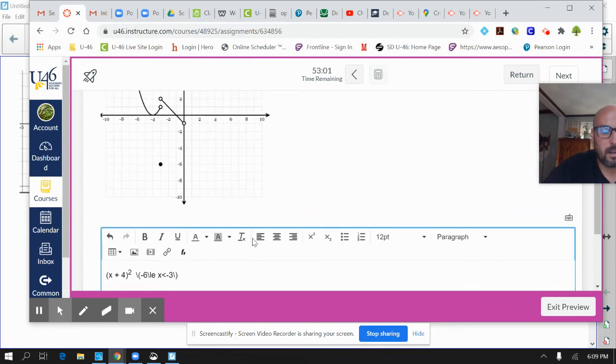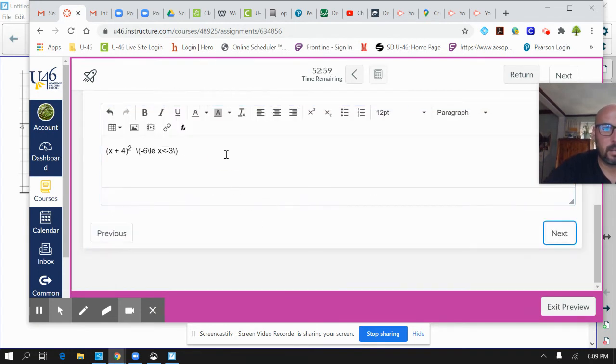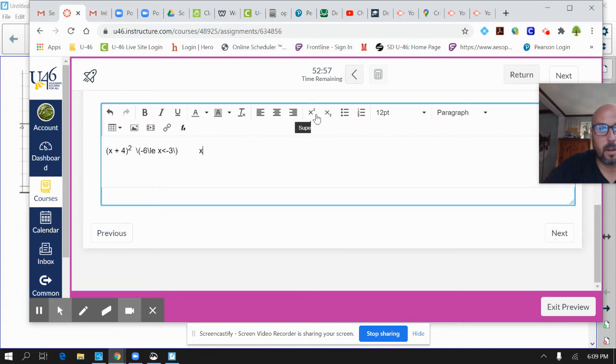Some people were writing x squared plus 4. We should be way beyond this. I wonder if you're listening, because x squared plus 4 is a parabola that's up 4. X squared minus 4 is a parabola that's down 4.